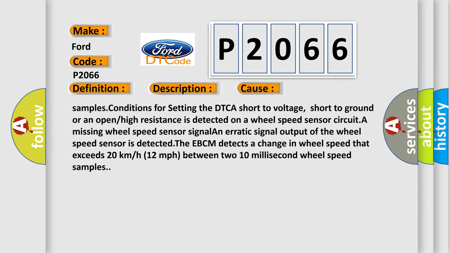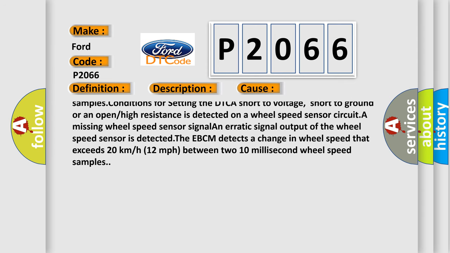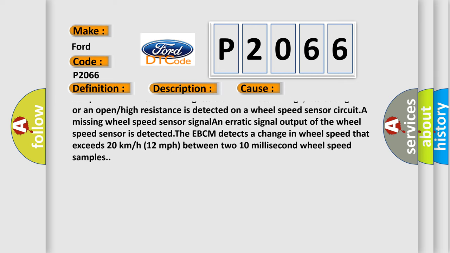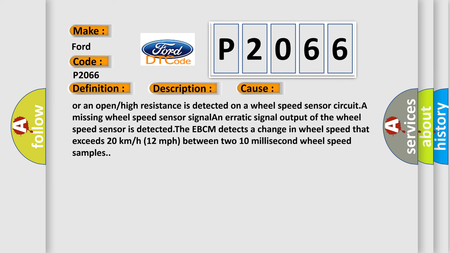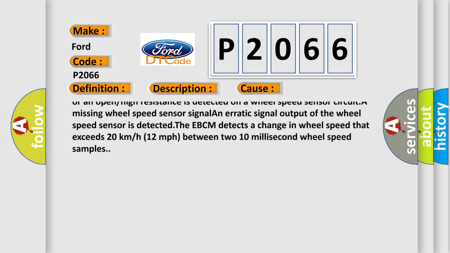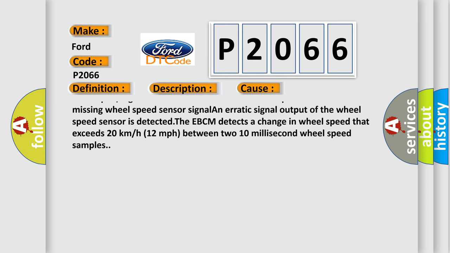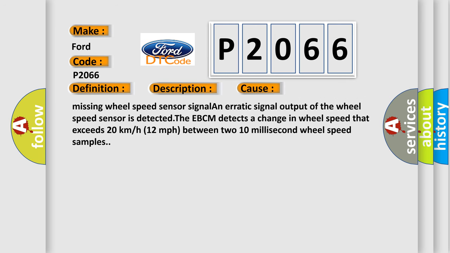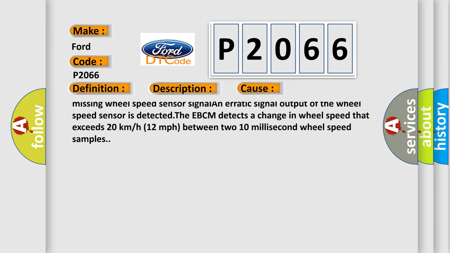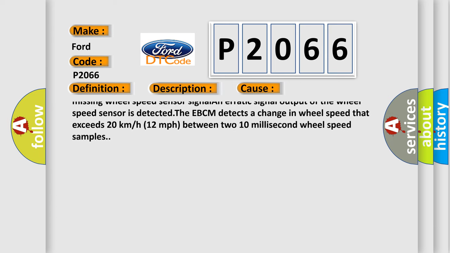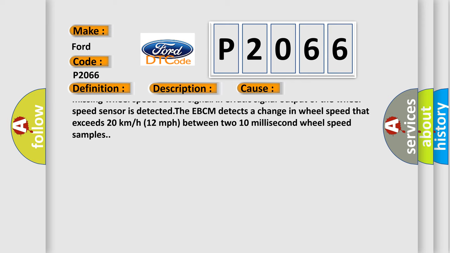An erratic signal output of the wheel speed sensor is detected. The EBCM detects a change in wheel speed that exceeds 20 km or 12 miles per hour between two 10 millisecond wheel speed samples. Conditions for setting the DTC: a short to voltage, short to ground, or an open or high resistance is detected on a wheel speed sensor circuit.